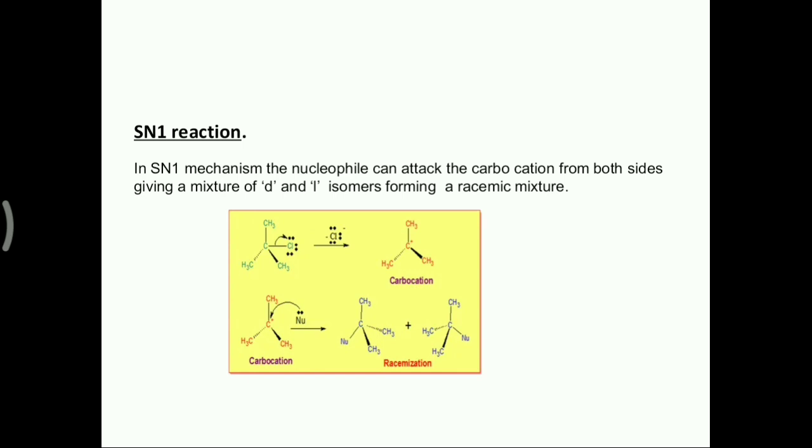Therefore, the nucleophile can attack the carbocation either from the front side or from the back side in the second step. Hence, it results in two different types of product. One set has an inversion of configuration and the other set has a retention of configuration. Both sets will be 50% each, and hence we will get a racemic mixture. Meaning, under the SN1 reaction, the product obtained will be a racemic mixture.